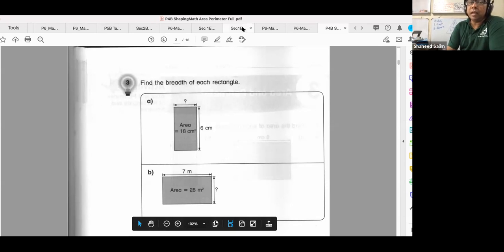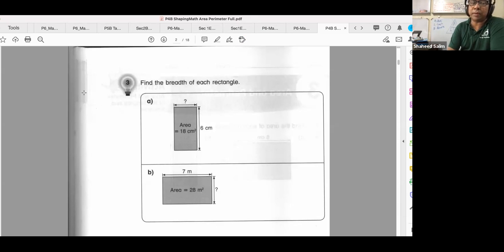3A, 3B. I'm going to draw the triangle for you. You try to find out what's the answer for 3A, 3B, and please send it to me. This is now area. A for area. Length and breadth. Length is the longer side. Breadth is the shorter side.